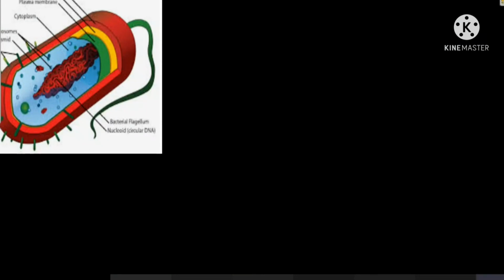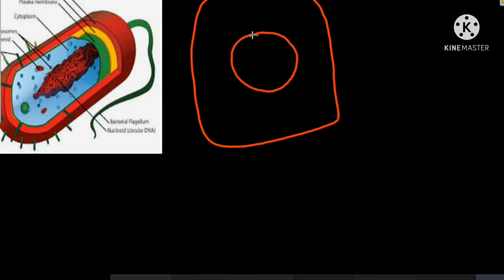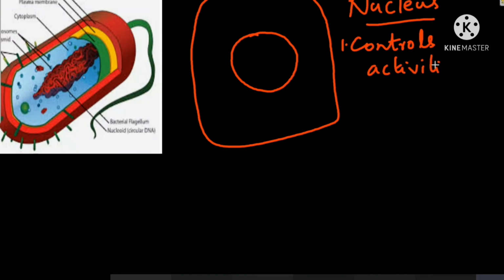Now, when I'm talking about the nucleus, this is a cell. Every cell has got a nucleus. And nucleus controls activities of the cell. That is the first point. You can take this down. Nucleus controls activities of the cell. Just like for a computer, the CPU is there, which controls the activity of the computer. Like that, the nucleus in every cell controls activities.